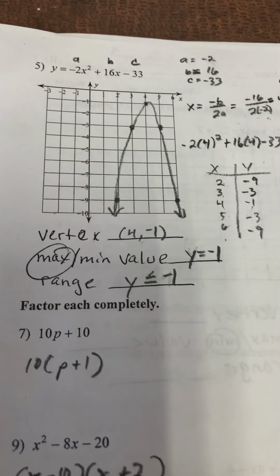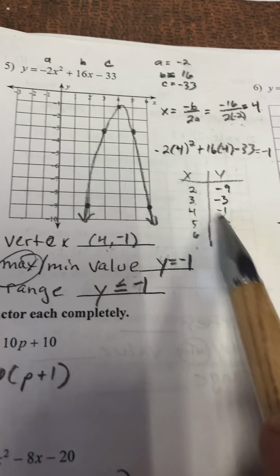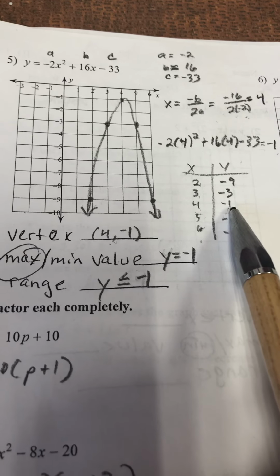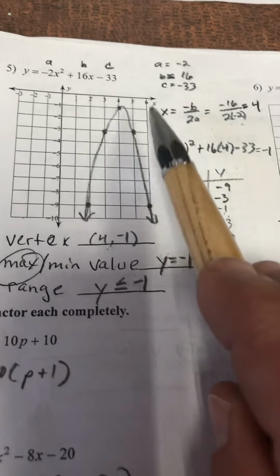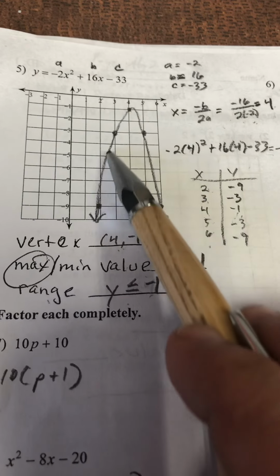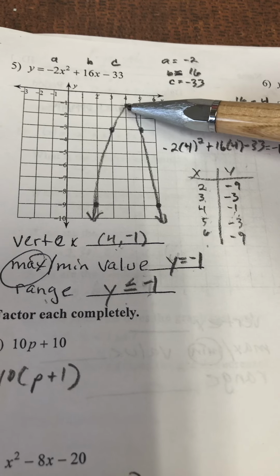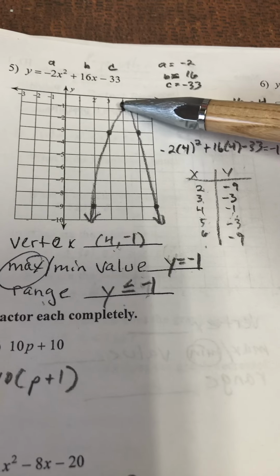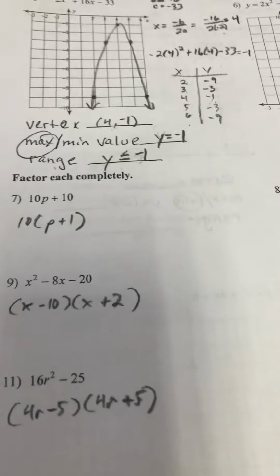So I found out that the vertex is (4, -1). When I plugged in that 4, it gave me -1 as my y value. So it's a maximum value where y equals -1. And the range is y is less than or equal to -1, everything is below -1. It could equal -1, and if it did, we know our x would equal 4. But everything else is below it, so it's negative. All right, that's how you do those.